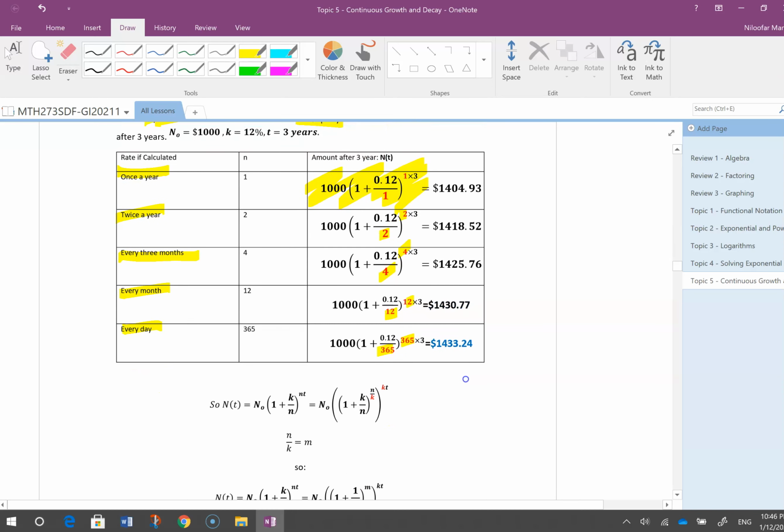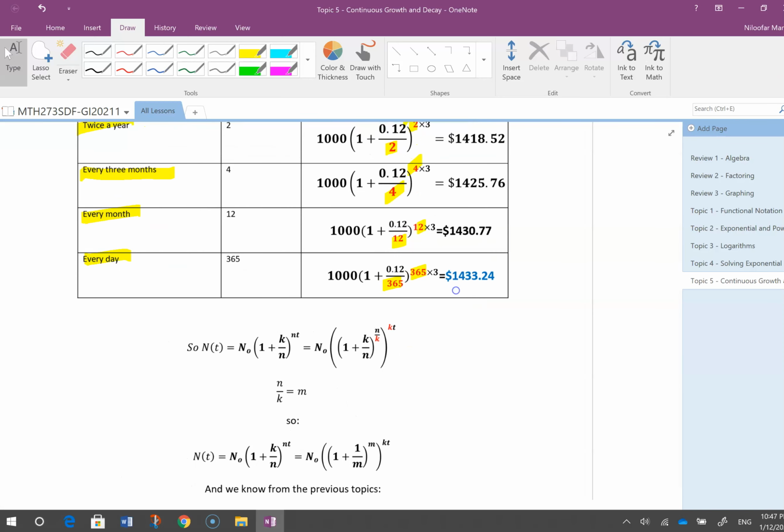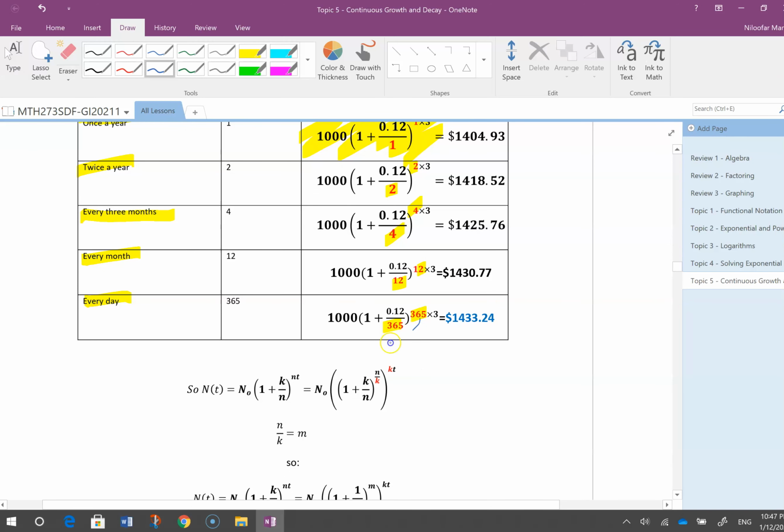Then I want to show you what happens when I say continuous, which means all the time. So I show you this formula here. I multiply with n and then divide by k, and you can see the formula. Then I multiply the power with k, and I divide by k as well. Instead of nt, I am using kt multiplied by n over k.